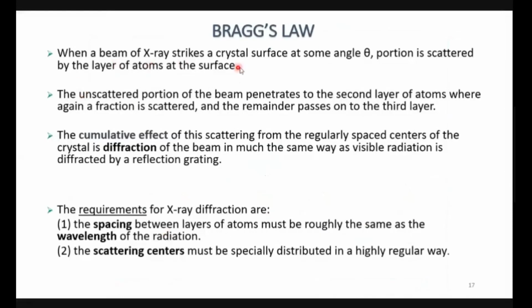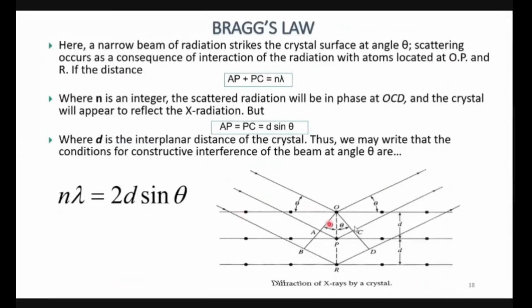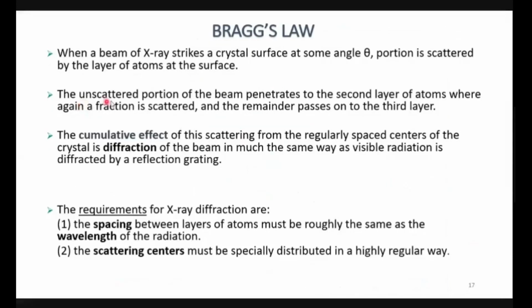When a beam of X-ray strikes a crystal surface at some angle theta, a portion is scattered by the layer of atoms at the surface. Like, suppose this is the crystal, okay, and this is the incident angle, and it is striking one atom at an angle theta. Okay, after hitting this atom, the ray will get scattered. The unscattered portion of the beam penetrates the second layer of atoms, where again a fraction is scattered and the remainder passes to the third layer.